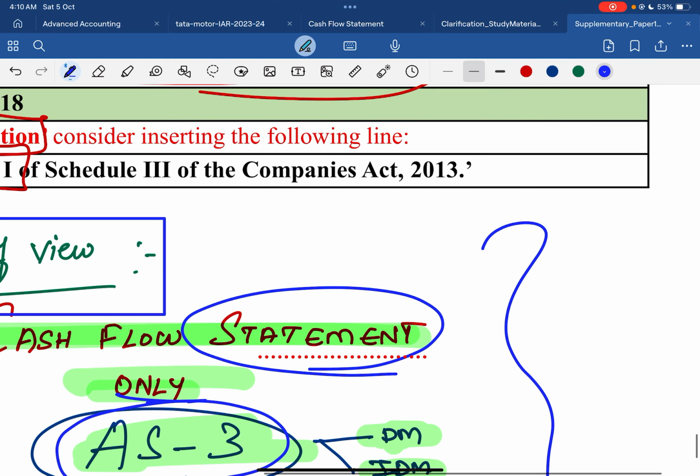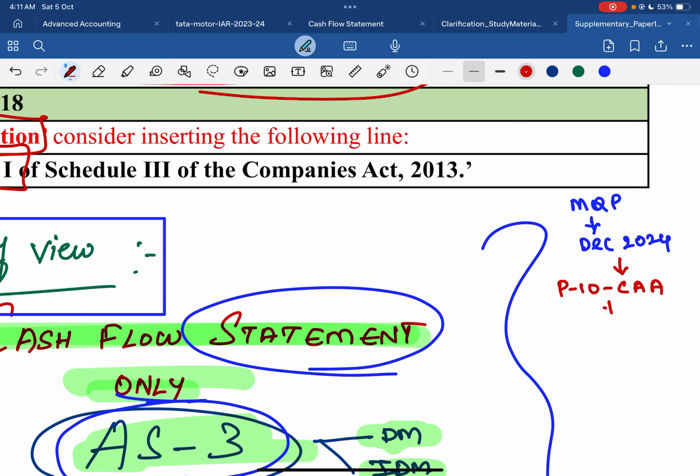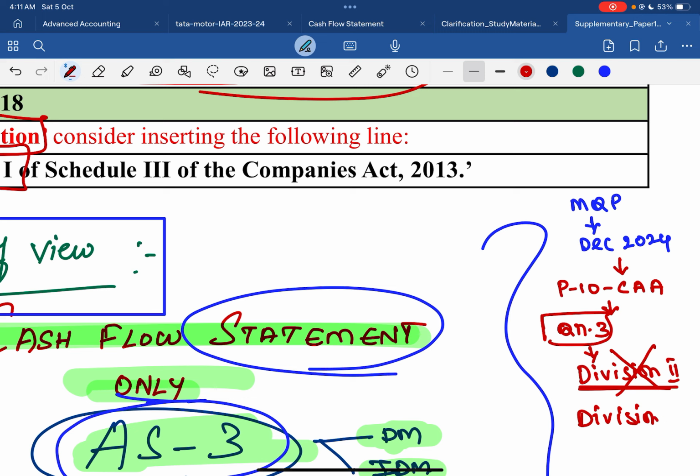But I will tell you one more important thing. In the model question paper of the December 2024 examination of paper number 10, Corporate Accounting and Auditing, I think question number 3, they gave the question in Division 2. Before this clarification, they released the model question paper. So in the examination they will never test you on Division 2, they will only test you on Division 1. Solve the problem in the model question paper in Division 1 only, not in Division 2.